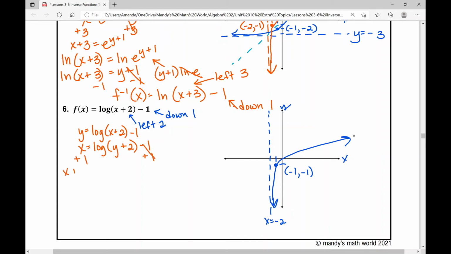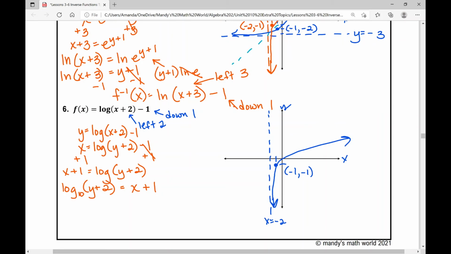And I get x plus 1 equals the log of y plus 2. And what I'm going to do is rewrite it, because this is how I've taught my students to do this. I'm going to rewrite it where the log is on the left: log of y plus 2 equals x plus 1. And if there's no base, I'm going to write a 10 there, because it's assumed to be a base of 10.